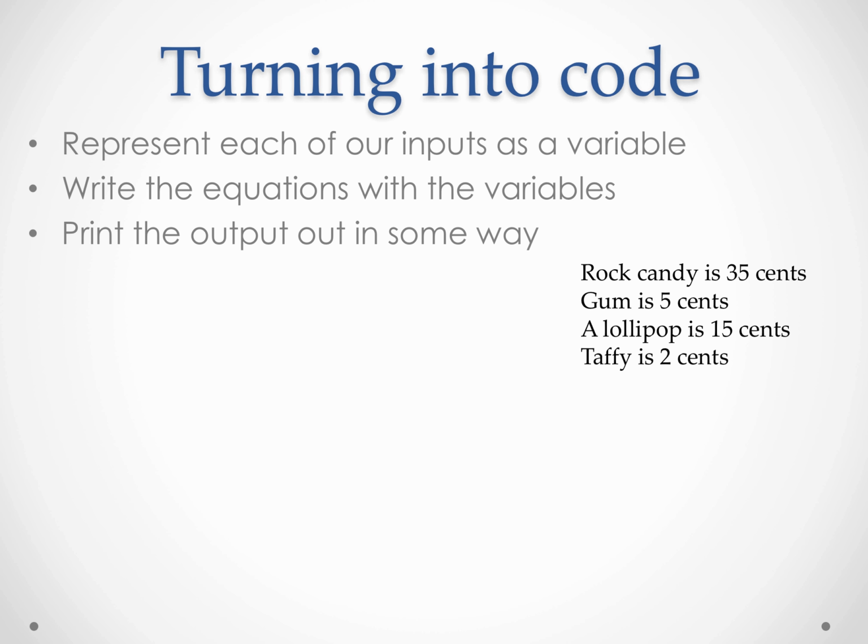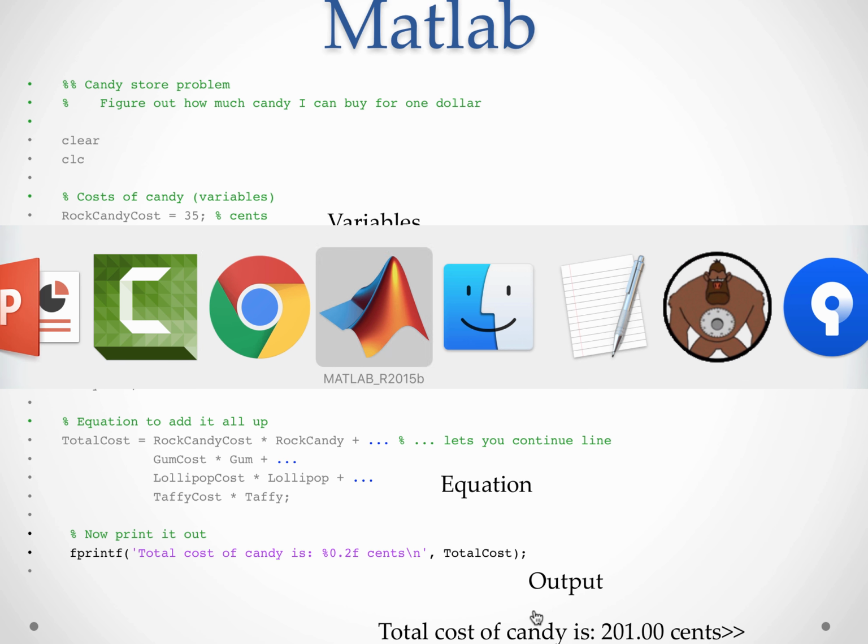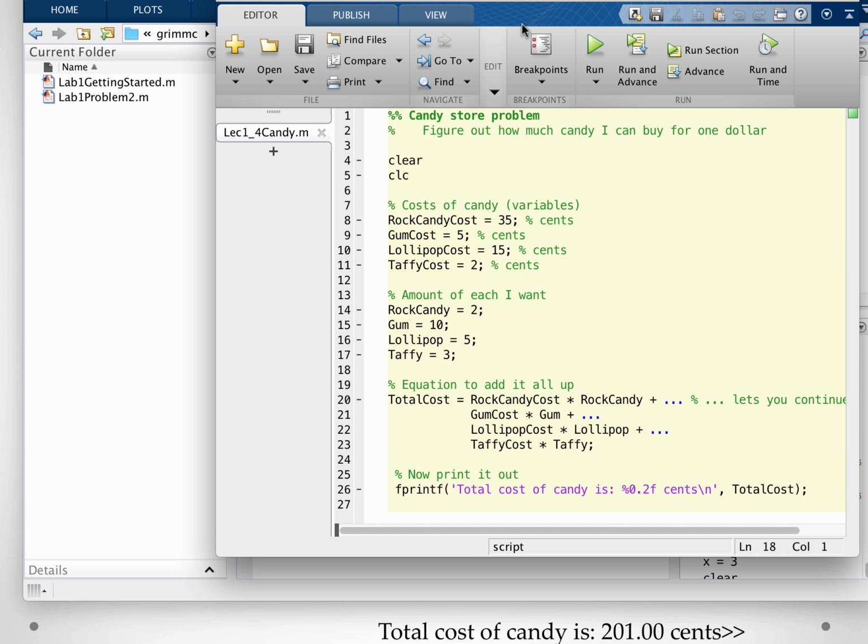Okay, so let's turn what we have so far, the inputs, the equations, and the outputs, into some code. So each of our inputs becomes a variable. Then we write the equations with the variables, and then our output is also a variable which we print out in some way. So this is the MATLAB code. I am going to jump into actual MATLAB here, so you can see this in MATLAB.